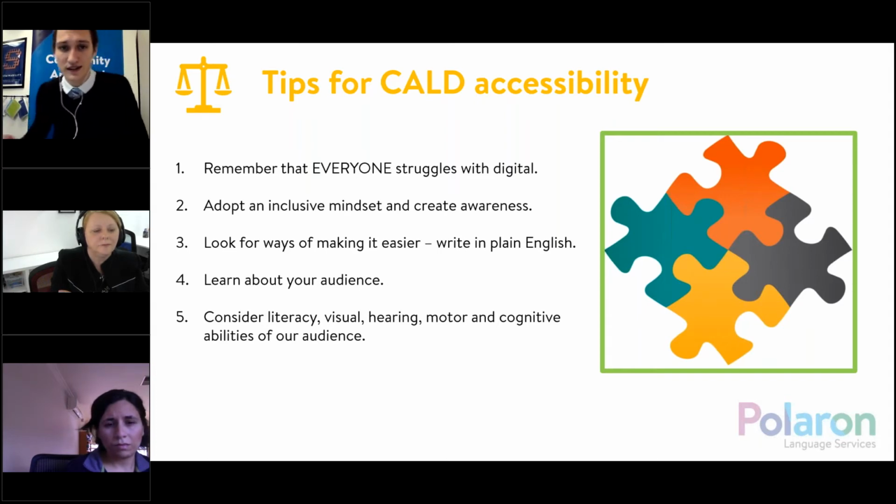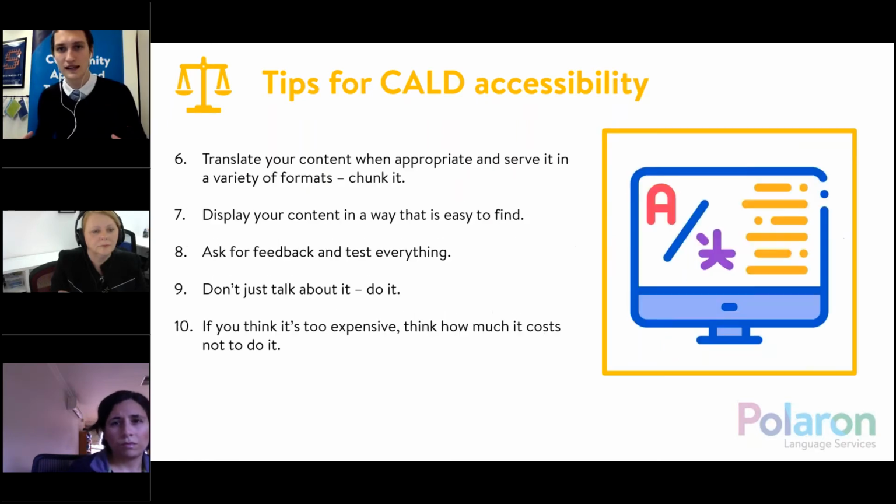The 5th point here is to consider literacy, visual, hearing, motor, and cognitive abilities of your audience. That's imperative, and this kind of goes along with point 3 that I've said. Not everyone's literacy levels are the same, and definitely amongst cold audiences, some struggle to even read resources. So even translating your website might not be enough. It's important to diversify and look at different ways of disseminating that information, whether it be via audio, subtitling, a video, doing a lot of things with images. Plain English, once again, is a really great tool. These factors will all really help in terms of getting to those different areas of the cold community.